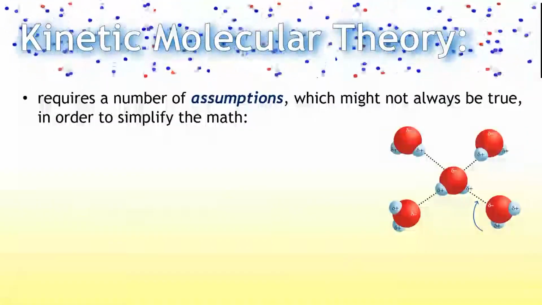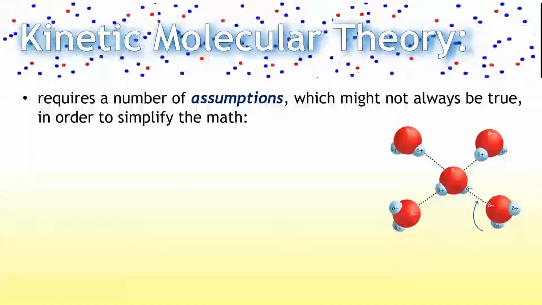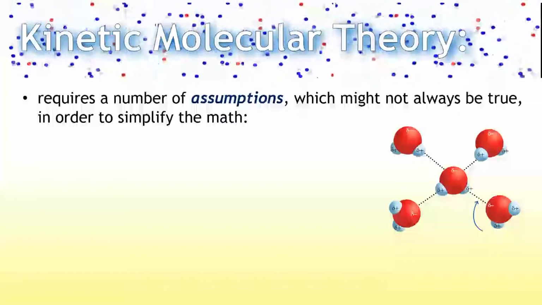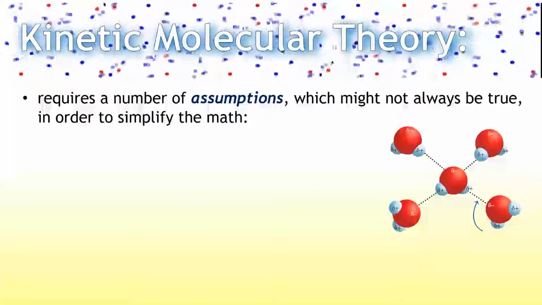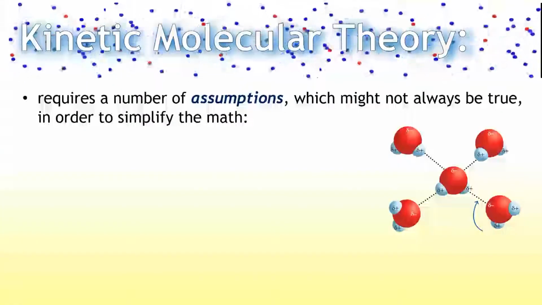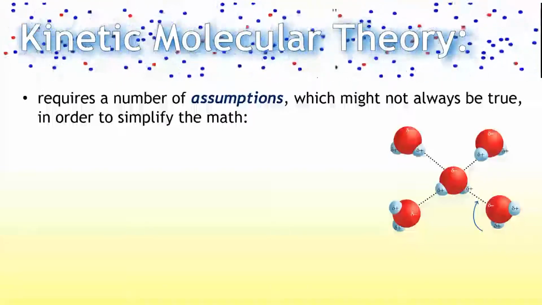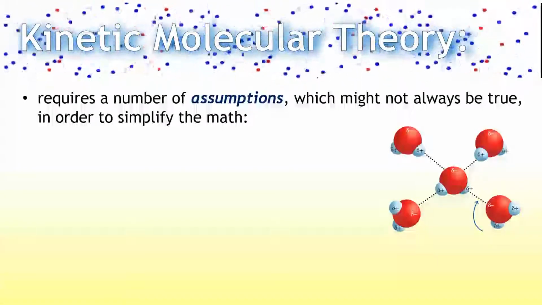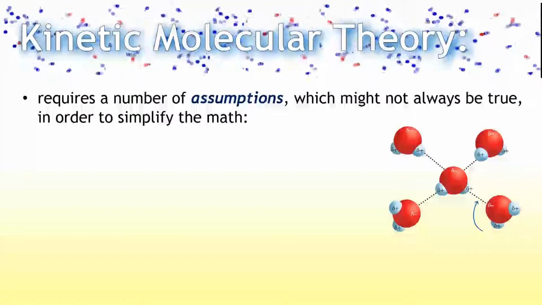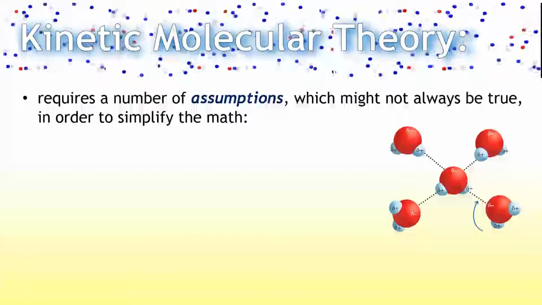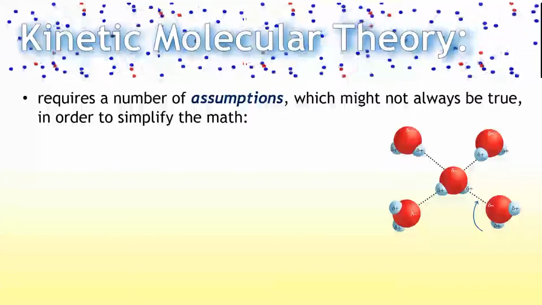Now, kinetic molecular theory requires a number of assumptions which might not always be true, and these assumptions are made to simplify the math. And this is an important point. Sometimes people get the idea that a theory is just a hunch or a guess. Not so. It's actually a very powerful and useful object. But other people think the theory is so powerful that it must be true, that maybe this is the final word on that topic. And that really isn't true either. When we talk about a theory, we're not talking about an absolute truth. Neither are we talking about something weak like a hunch or a guess. We're talking about a powerful explanatory and predictive model that works very, very well.